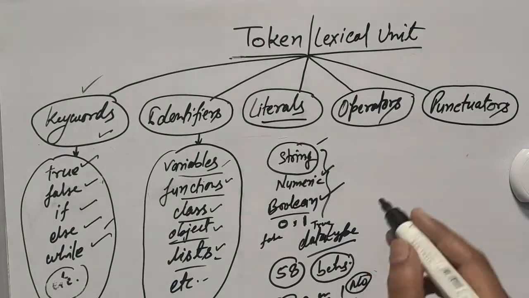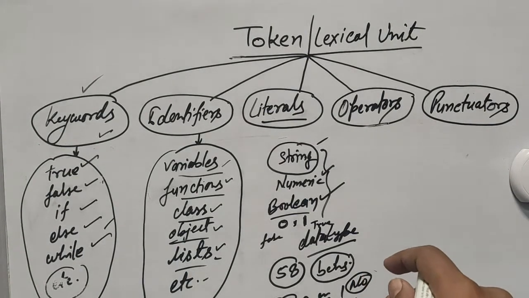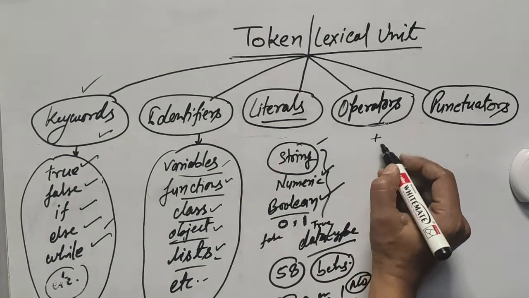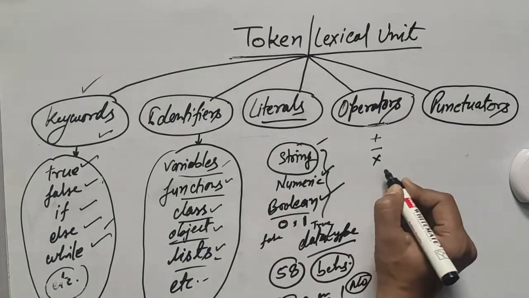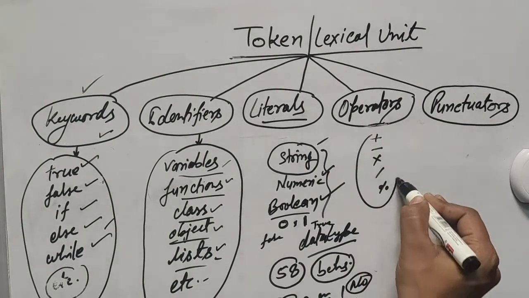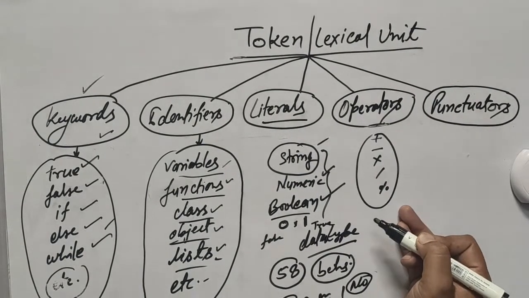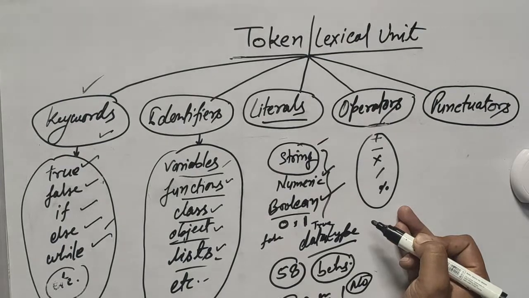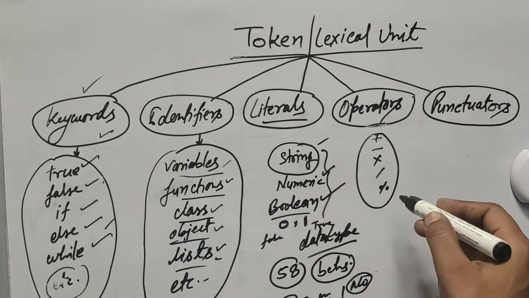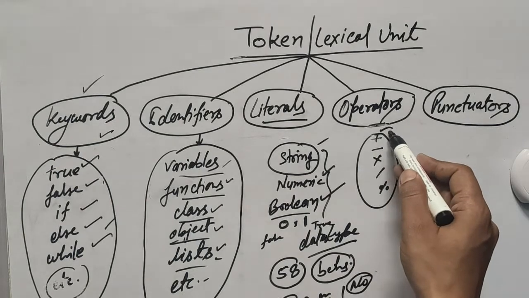Next is operators. We use operators to perform mathematical calculations or processes. Operators would be like plus, addition, subtraction, multiplication, division, mod. Different types of operators are there, such as arithmetic operators, bitwise operators, relational operators, and assignment operators. I think you all know that operators are used for mathematical calculations, and we will discuss them later in a brief manner.